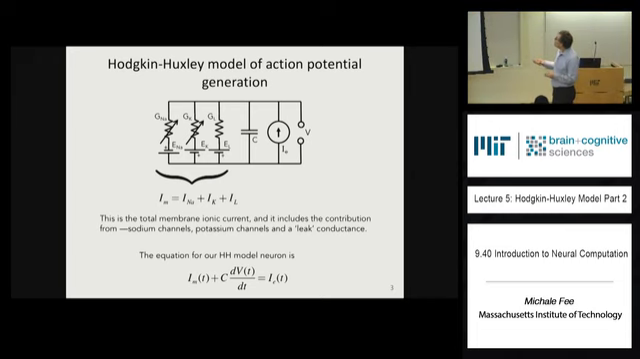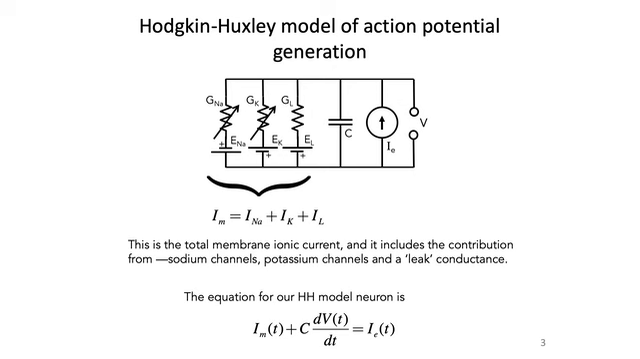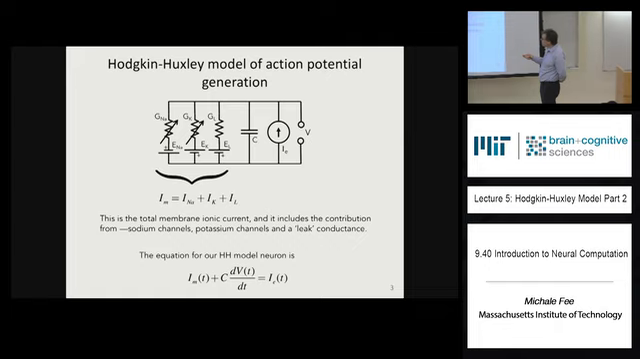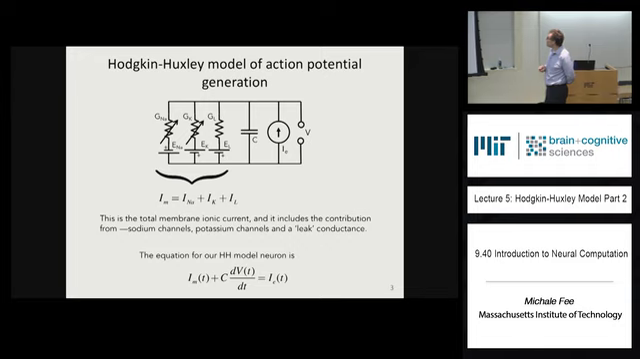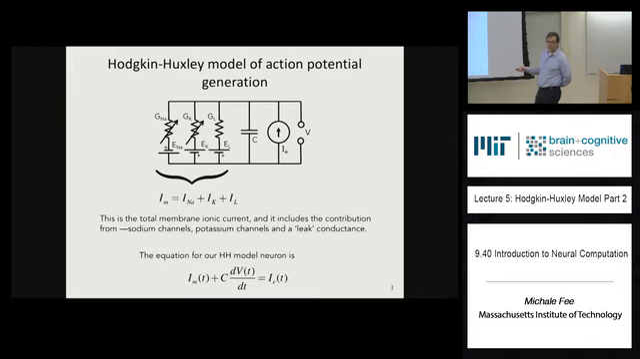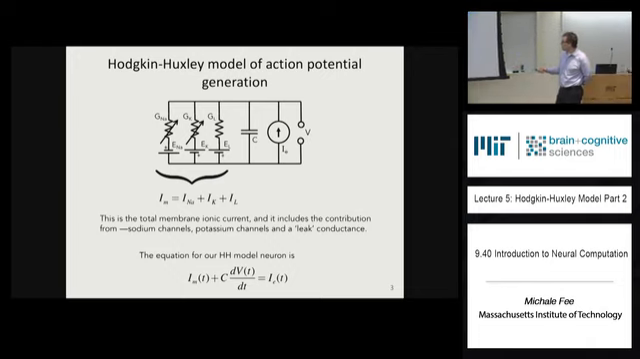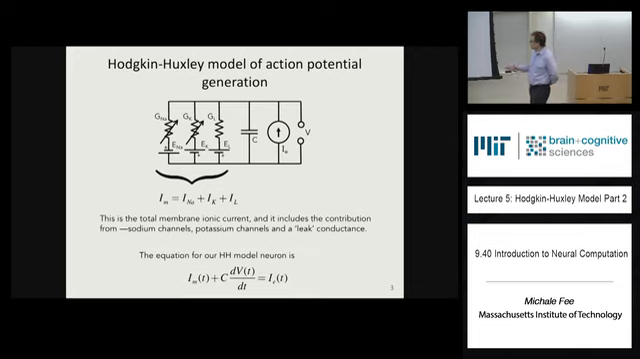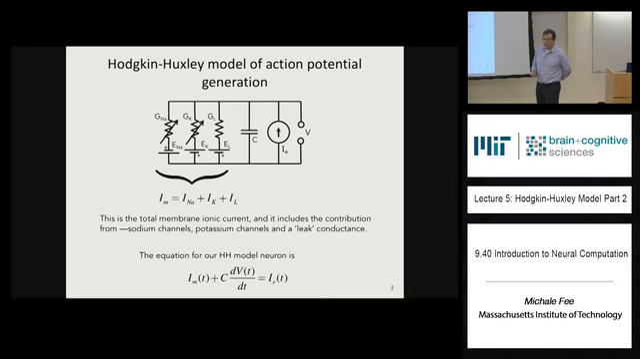Okay, so as you recall, our Hodgkin-Huxley model has three conductances and a capacitor that represents the capacitance of the membrane. The total membrane ionic current is just a sum of the sodium current, the potassium current, and this voltage-independent, time-independent, fixed leak current. So the differential equation for the membrane potential in the Hodgkin-Huxley model is just a simple first-order linear differential equation that relates the membrane current and the membrane potential.